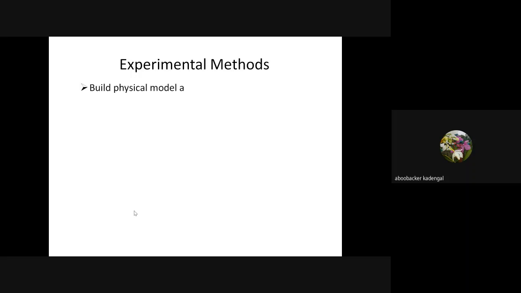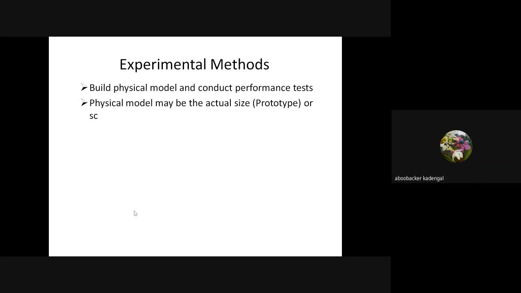And the third stream is the experimental method. Instead of going with a mathematical model, we have a physical model itself. We build a physical model and conduct experiments or tests on it. The physical model may be of actual size, or a scaled down or scaled up model. For large systems, we may make smaller physical models and do the tests on those, and the performance of the actual system can be extrapolated from the results obtained from the scaled down models.